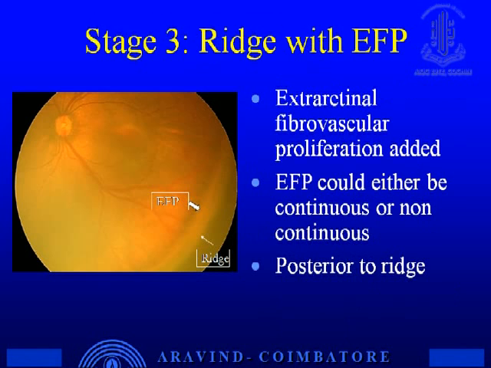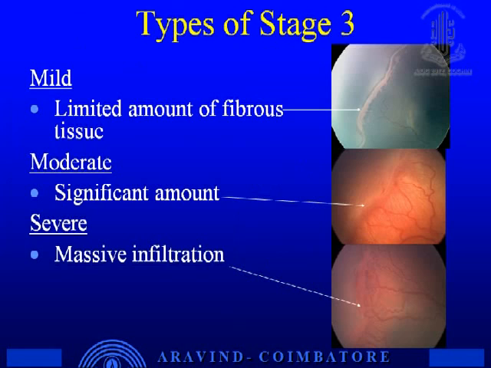Stage 3 is the same ridge with extraretinal fibrovascular proliferations. This can either be continuous or non-continuous, and these are seen posterior to the ridge. And these are further subdivided into mild, moderate and severe according to the amount of fibrovascular proliferation.